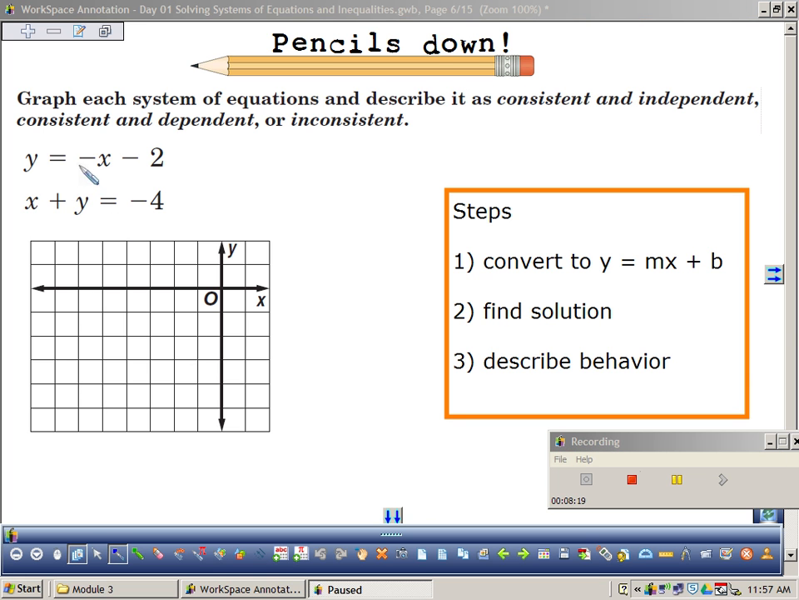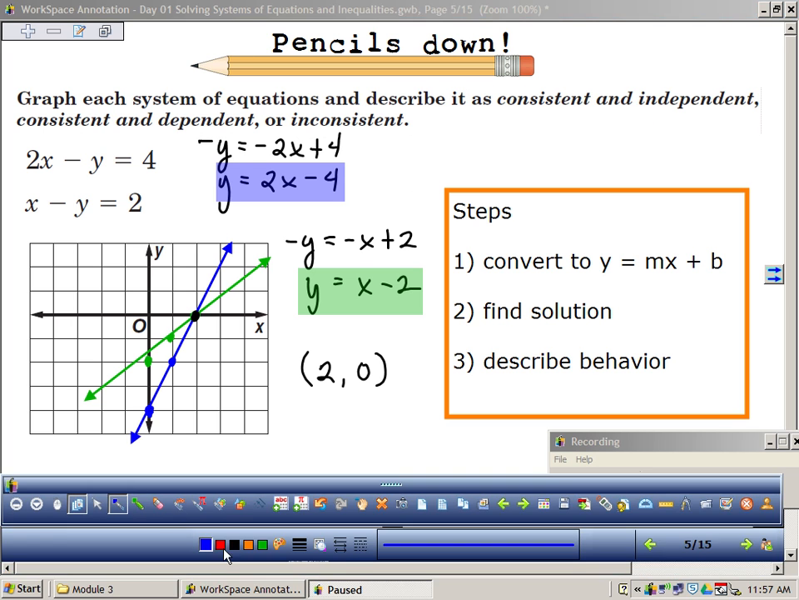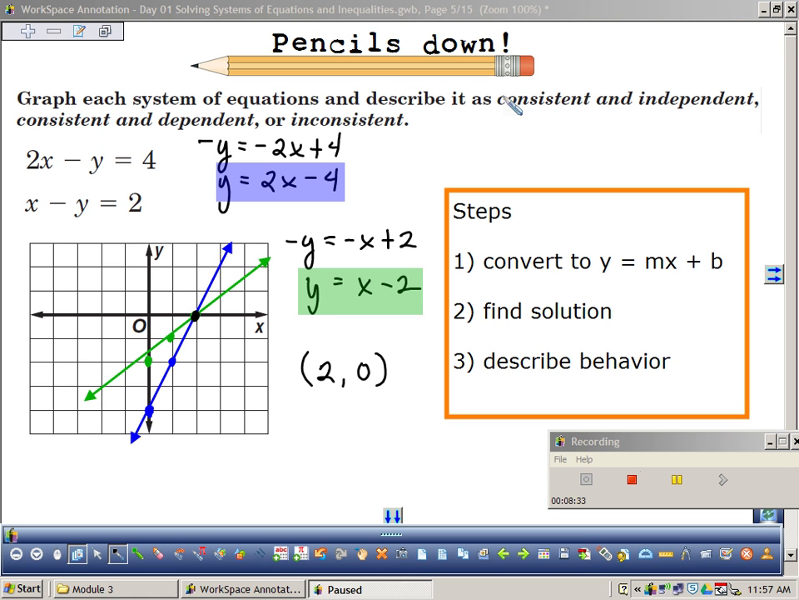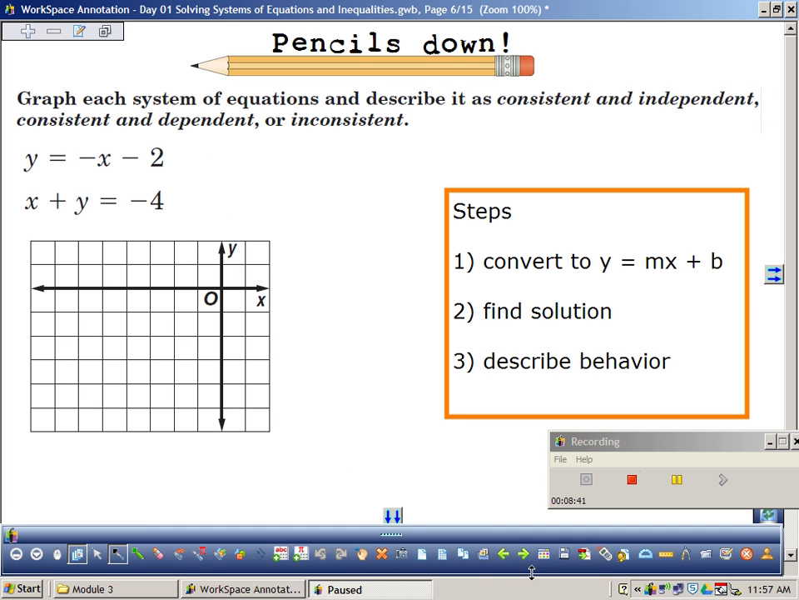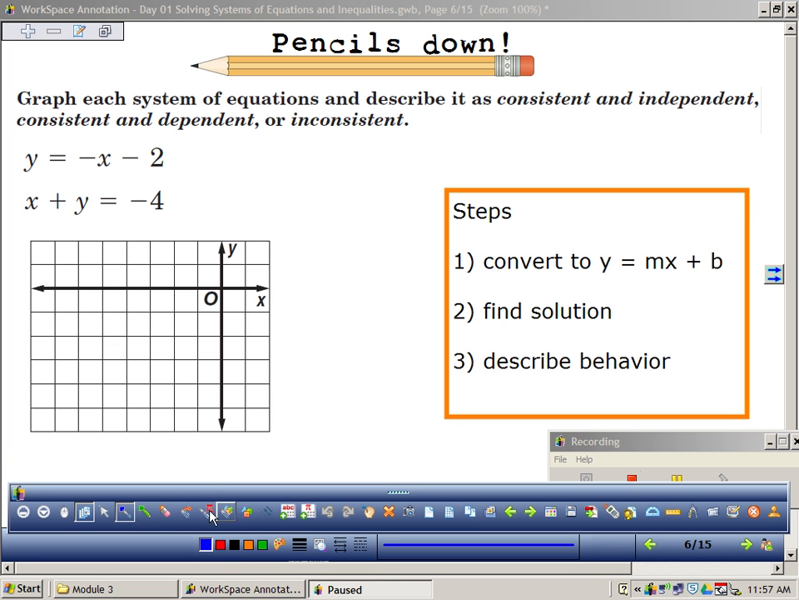So we'll start with blue. y equals negative x minus 2. That's already in slope-intercept form. Oh, I forgot something. We didn't describe. Is it consistent and independent, consistent and dependent, or inconsistent? It is consistent and independent. There is one solution. Alright, so I'm going to go ahead and graph this one.